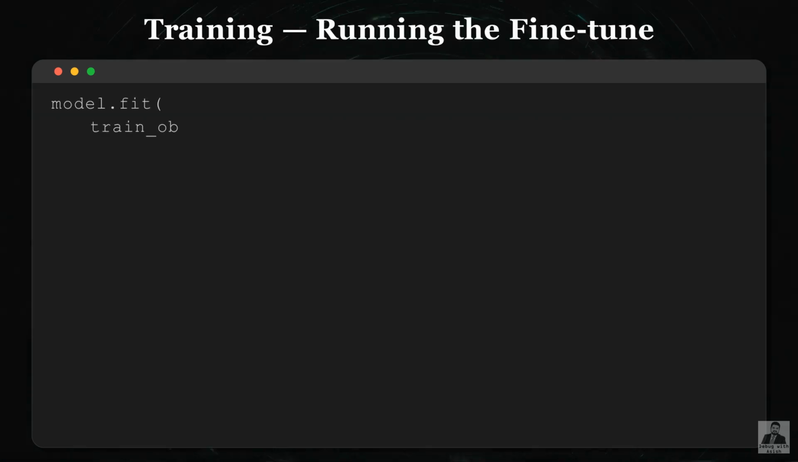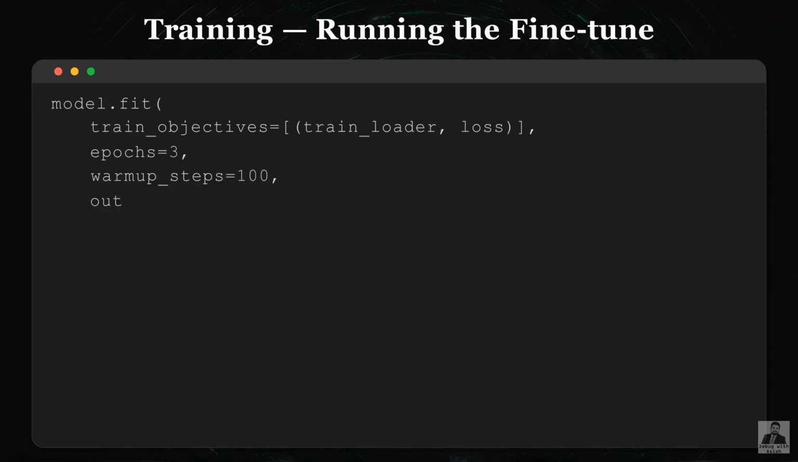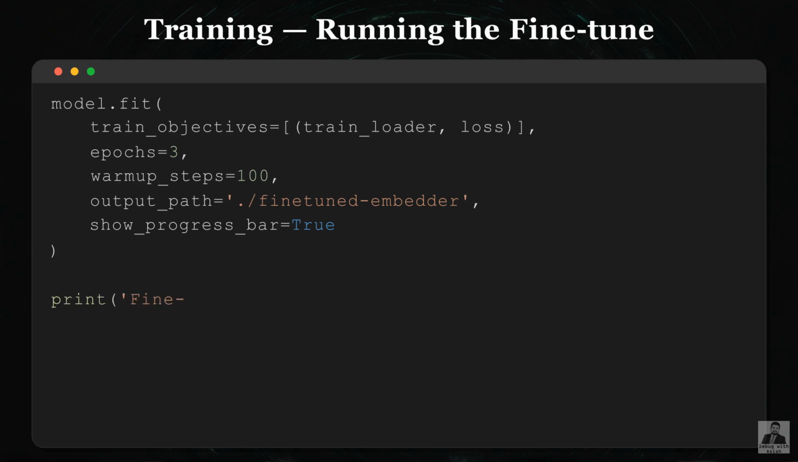We call model.fit with 3 epochs and 100 warm-up steps. Warm-up steps gradually increase the learning rate at the start of training to prevent the model weights from shifting too aggressively on the first batch. 3 epochs is usually enough for domain adaptation fine-tuning. More than 5 epochs risks overfitting to the training questions. The model is saved to disk when training completes and is ready to swap into the pipeline.